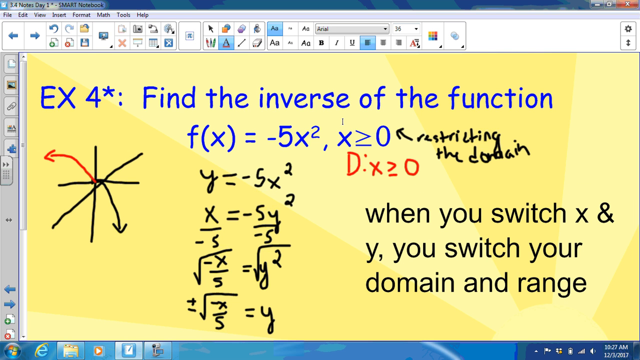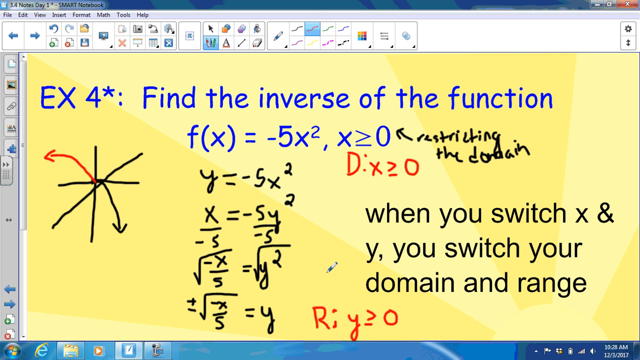What this means is the domain of the original function, negative 5x squared, is now becoming the range of our inverse function. So let's figure out what our range needs to be on our inverse function. Remember, range is our y values. So that's what we have to figure out here. If our domain was x is greater than or equal to 0, and we're swapping, that means our range on our inverse function now has to be y is greater than or equal to 0.